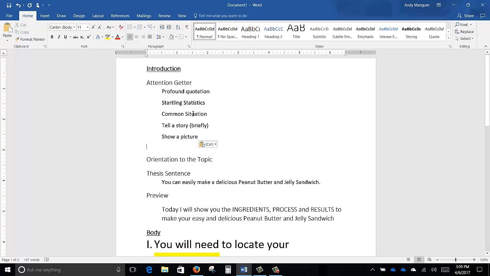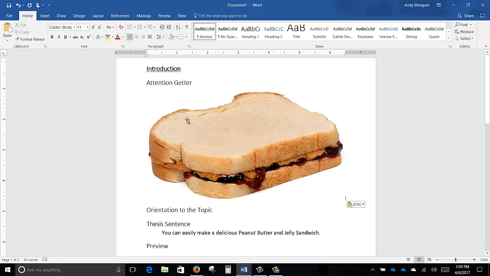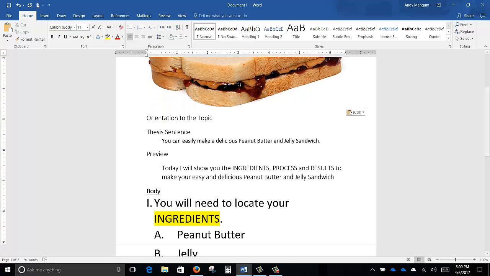If you woke up in the morning and thought, I really need to eat breakfast, but I don't have time to make anything, right? That's a common situation. Tell a story briefly. I can remember the first time I ate a peanut butter and jelly sandwich, or maybe show a picture and discuss that. For my speech, I'm actually going to do the picture option, and so I'm going to say, friends, do you know what that is? That's a peanut butter and jelly sandwich.